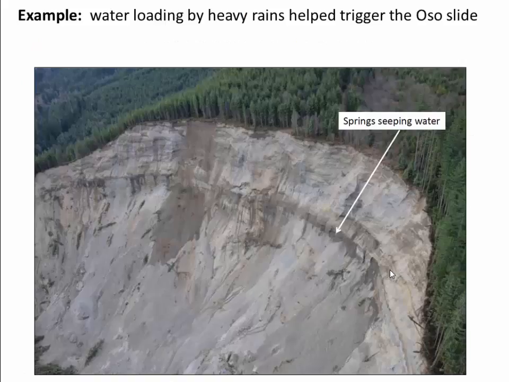So getting back to our Oso landslide, water loading was clearly an important part of what happened at Oso. There had been heavy rains for the weeks and months before, which had presumably added a lot of mass into the head wall of this landslide scarp, and that extra mass may have, and pore pressure for that matter, may have triggered the stress state to go into a failure mode.